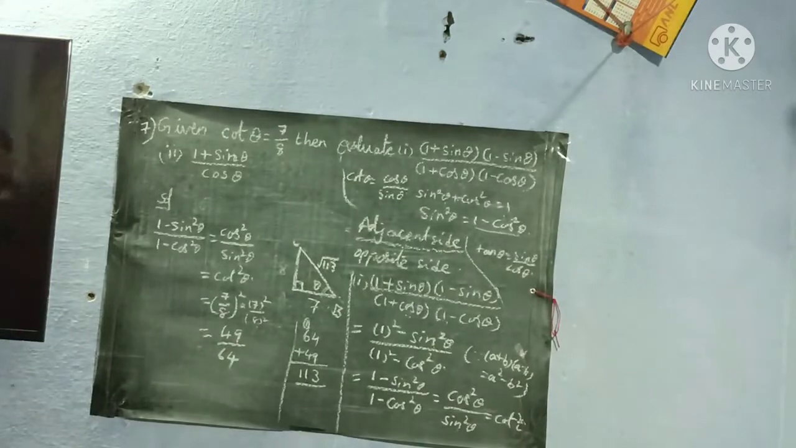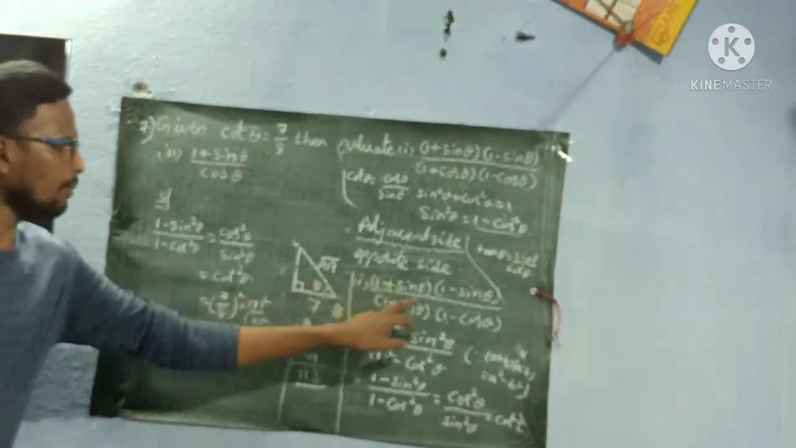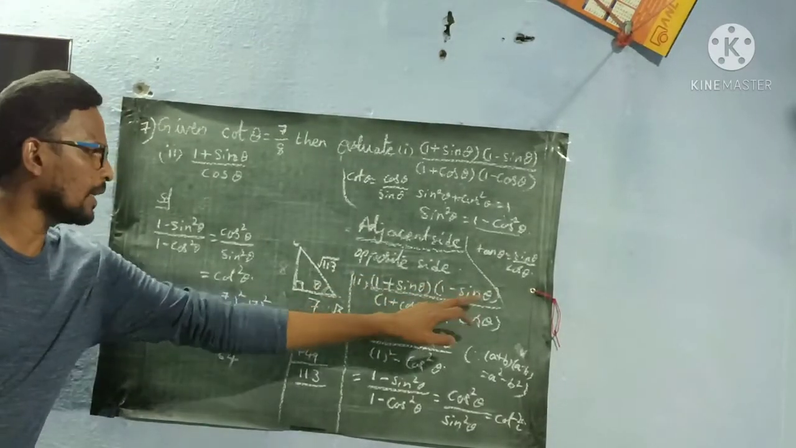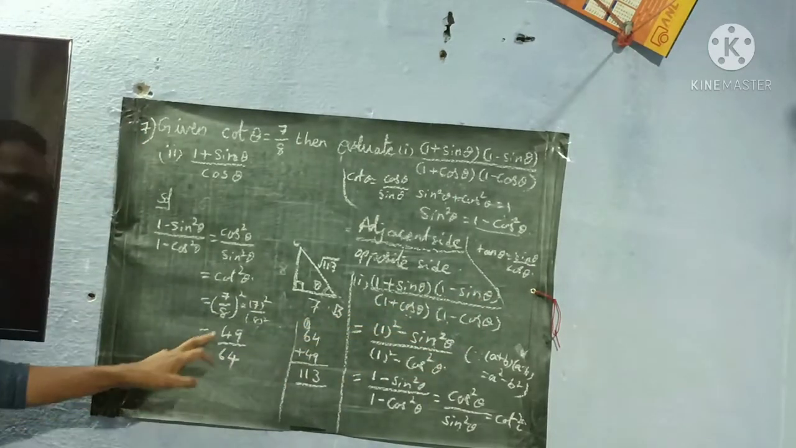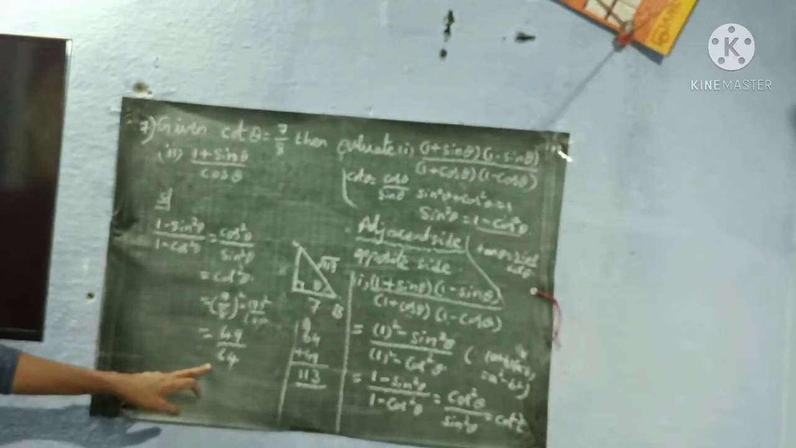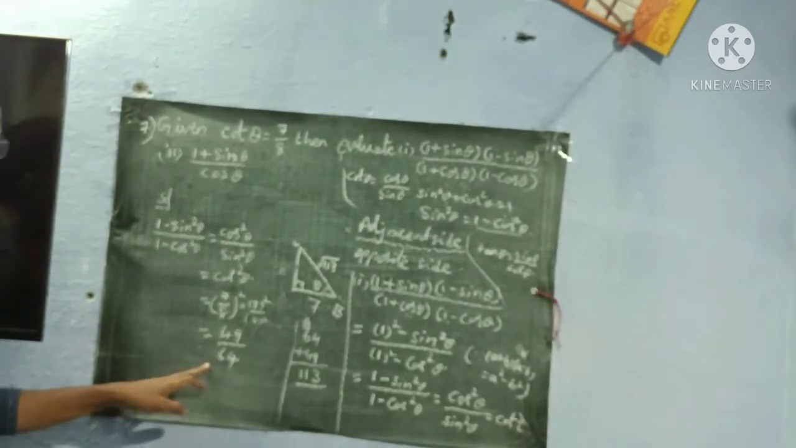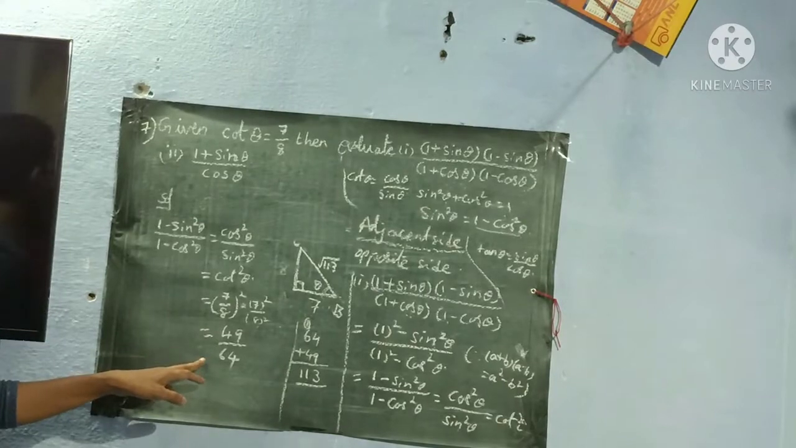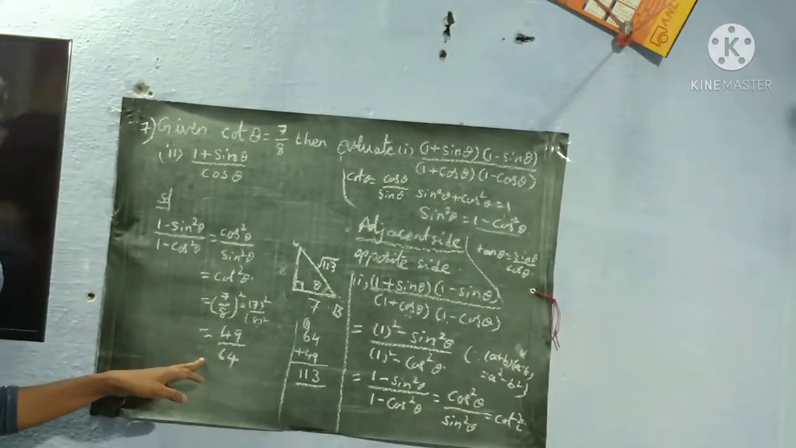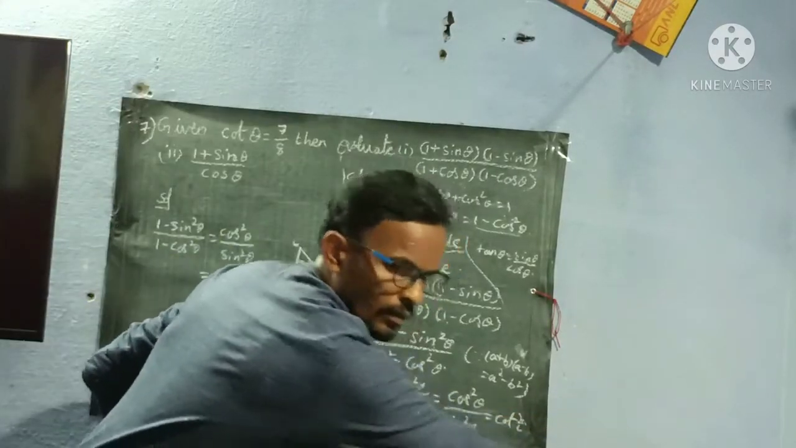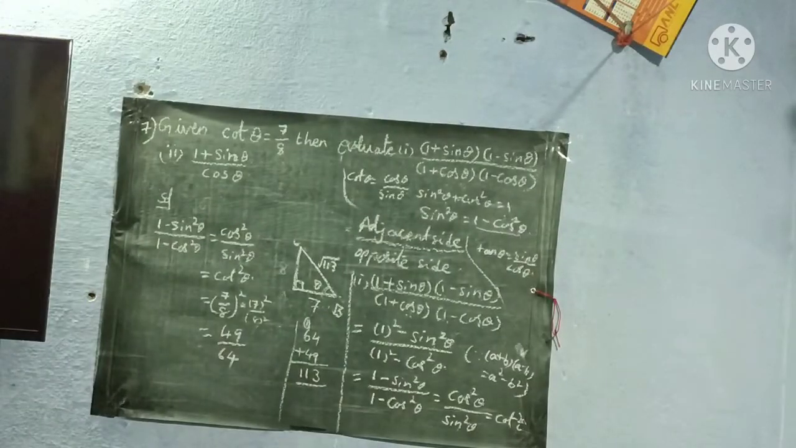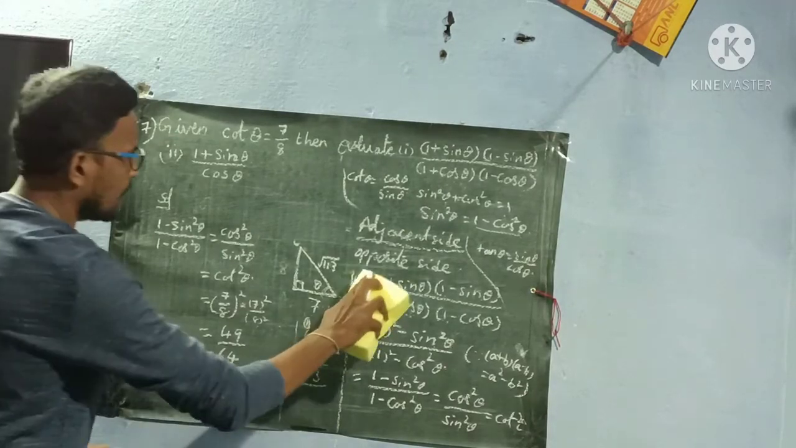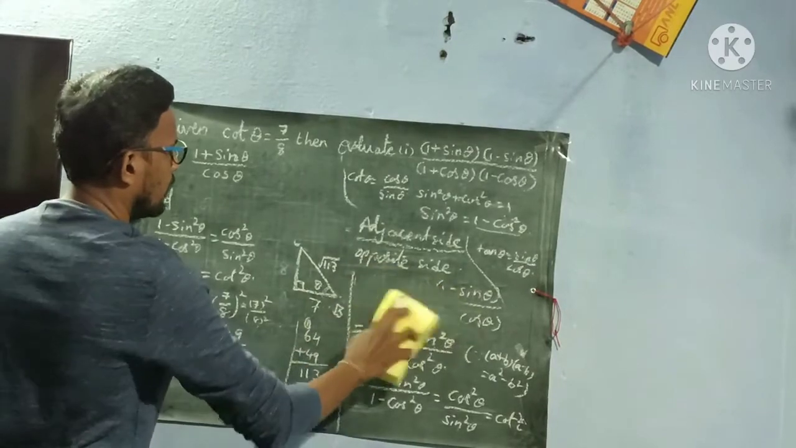So this is the solution of our first bit, that is (1 + sin θ)(1 − sin θ) by (1 + cos θ)(1 − cos θ). The value is 49 by 64. Anyone who wants to note down, note down, I will wait for 2 seconds. Now I am erasing the first bit. Let us move to the second bit now.